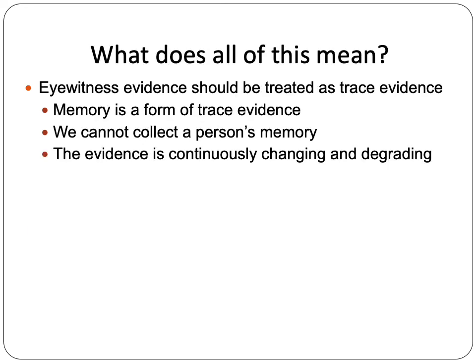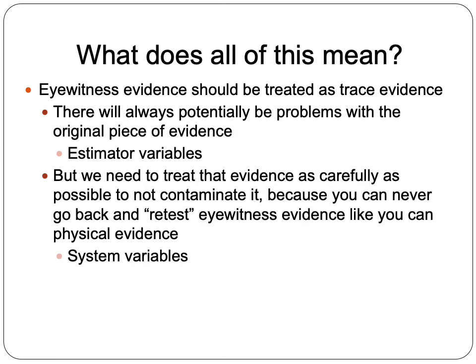What does this all mean taken together? Eyewitness evidence needs to be treated as trace evidence, like DNA or any other biological evidence. Memory is a form of trace evidence that we cannot actually collect. We can't pick up a person's memory and put it in an evidence bag. The evidence is going to always be changing and degrading. So that means that there will always be potential problems with the original piece of evidence, right? Because of estimator variables, right? There will always be these estimator variables.